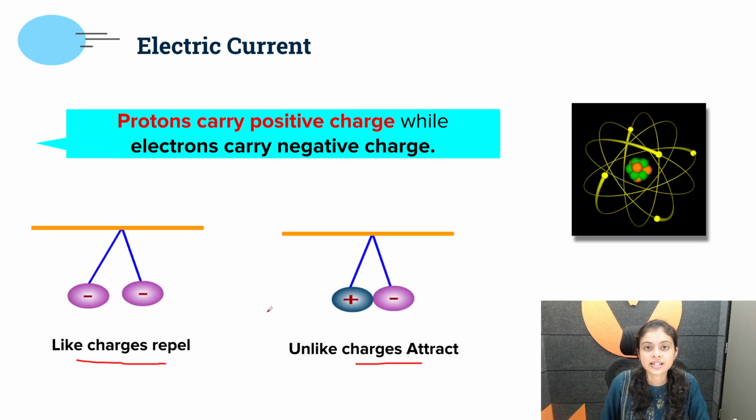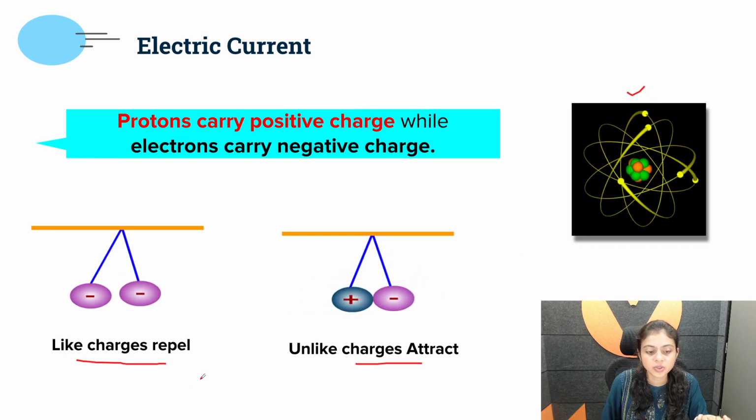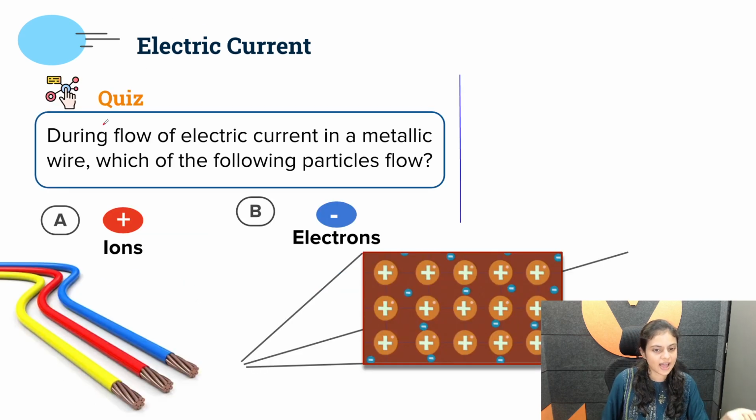How can we study that? With the help of the structure of the atom. We studied the atom, no? So it helps us to understand this. Next, we have a quiz here. During the flow of electric current in the metal wire, which of the following particles flow?